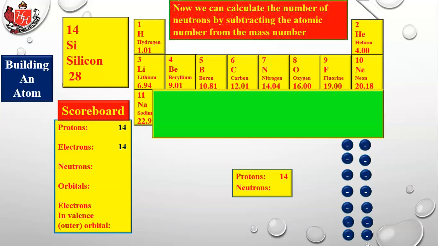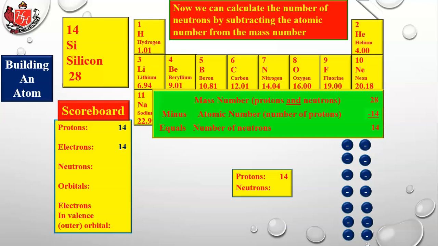So now we can calculate the number of neutrons by subtracting the atomic number, which is the number of protons, from the mass number, which is the total number of protons plus neutrons added together. So there's the mass number. It's protons plus neutrons, and we can see that that's 28. We just rounded that to 28. Then the atomic number is the number of protons, and that's 14. That's the number in the upper left. So if we subtract those numbers, 28 minus 14, we get the number of neutrons, which is 14.